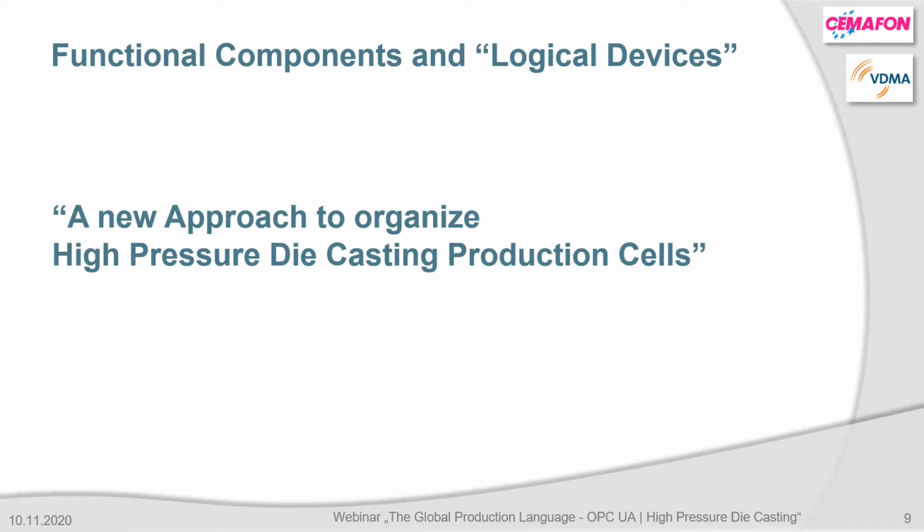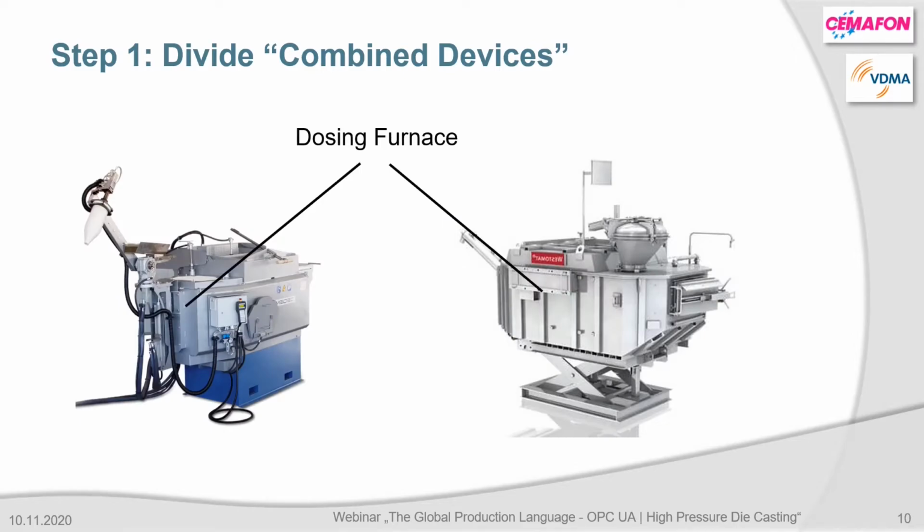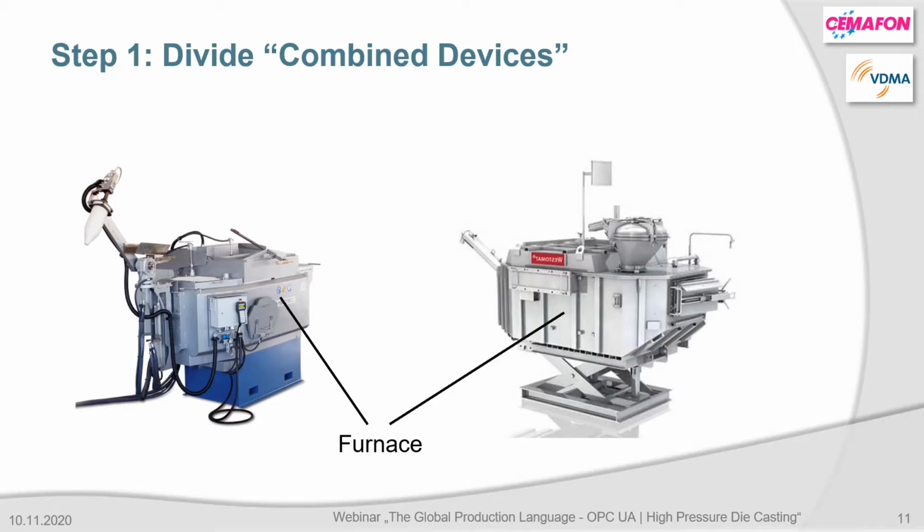So what is now the new approach to organize the high pressure die casting cell? First of all, we have to define so-called combined devices. In this case, we have two furnaces here. Those are dosing furnaces, so they basically have two functions. The first function is the furnace function.